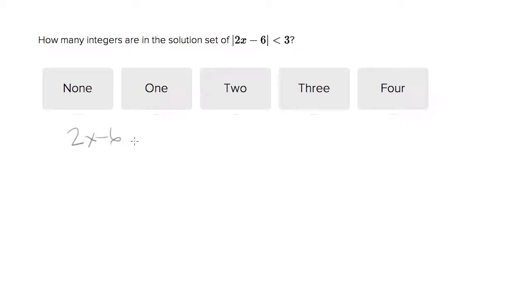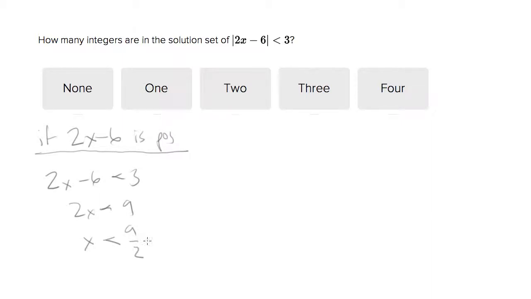2x minus 6 is positive. In that universe, the absolute value sign does nothing, right? So in that universe, we have 2x minus 6 is less than 3. Or you can solve this. So 2x is less than 9, which means x is less than 9 halves.